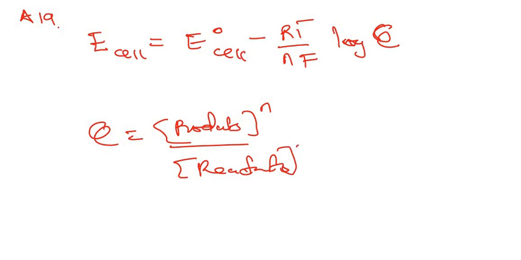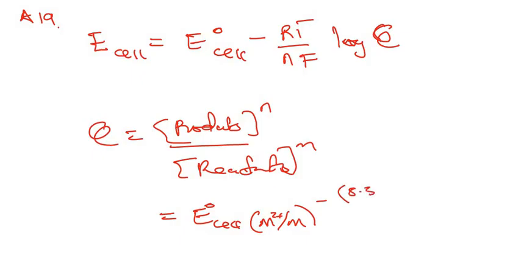So in this case, if we do our replacements, we don't have the E cell. We'll just say the E cell of the conversion of M2 to M. That's what we're having, minus, and this is going to be R. We use 8.3145. The temperature is 273 plus 45. So 273 plus 45.